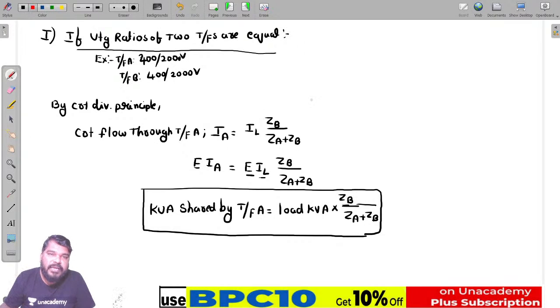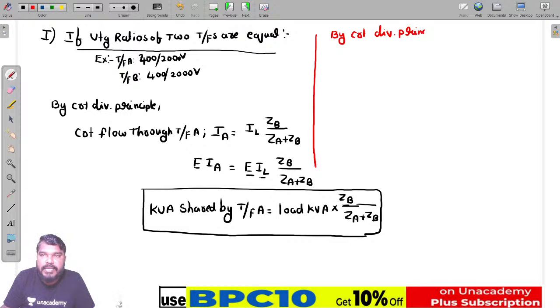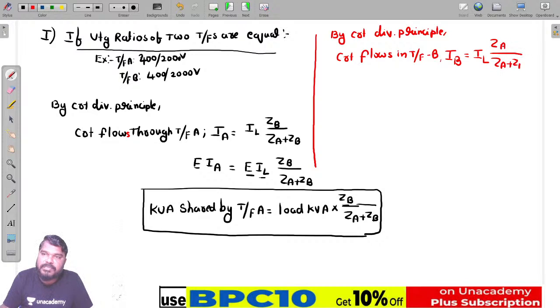And what about the kVA shared by transformer B? How do we get it? Again by the current division principle, we take the current flowing in transformer B. IB is equal to the total load current IL times ZA divided by ZA plus ZB.